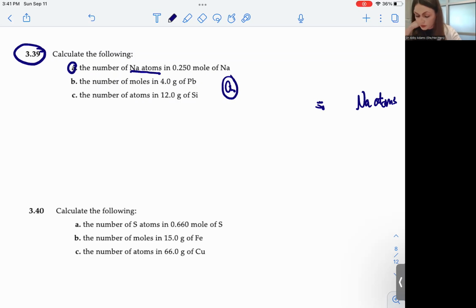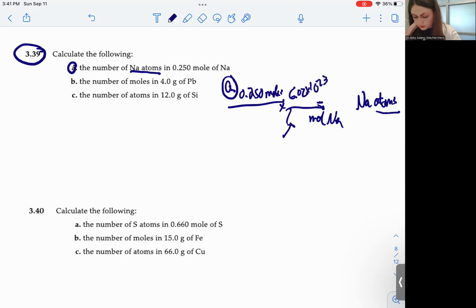So we have 0.250 moles sodium. That's not what we want in our answer. We're gonna have to cancel that out. All right. So in 1 mole of sodium, you're going to have how many atoms? Well, we know that. It's going to be the magic number, Avogadro's number. All right. So you're going to cancel out moles, and you're just going to multiply across. What are you going to get?